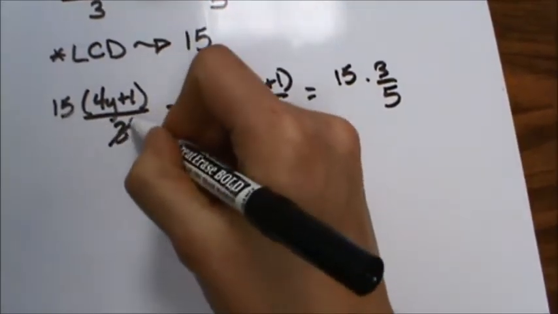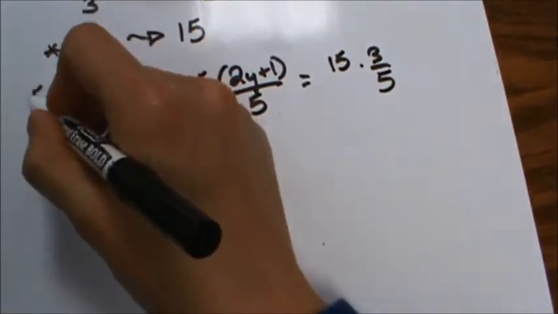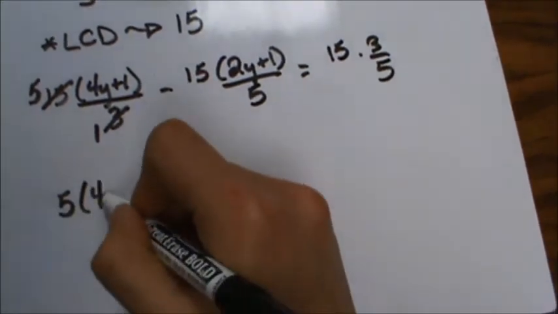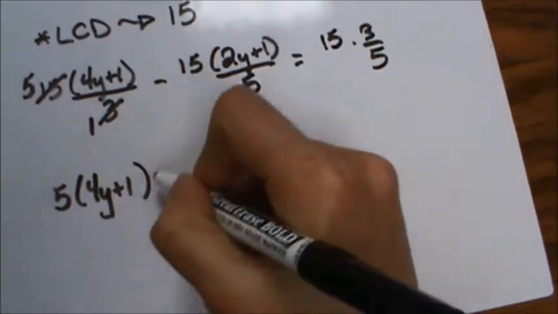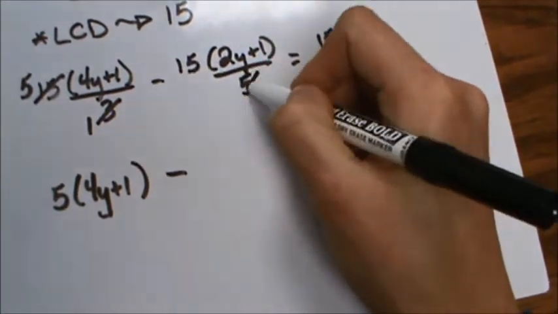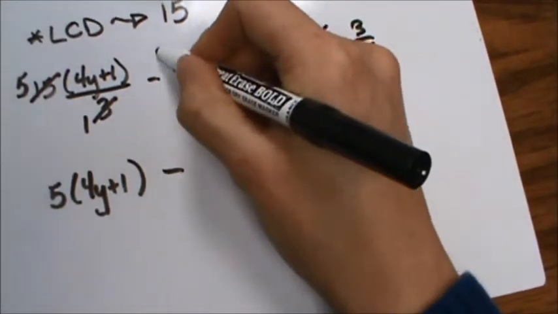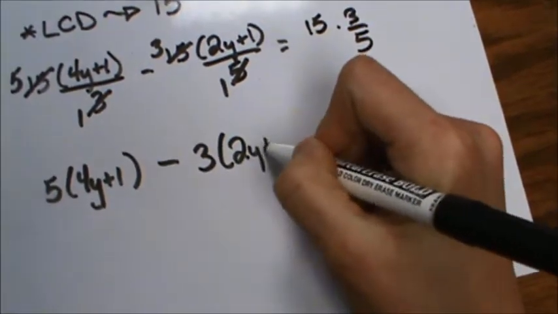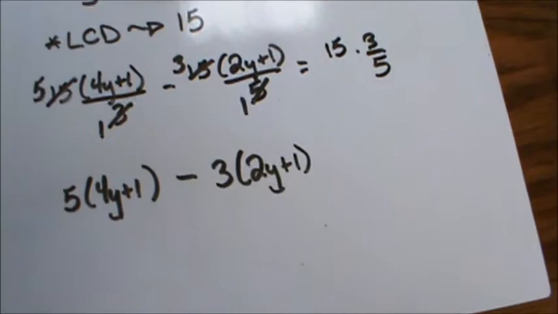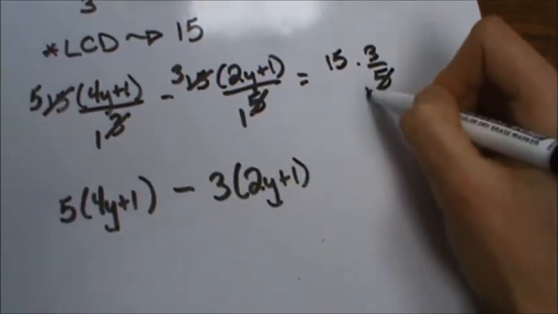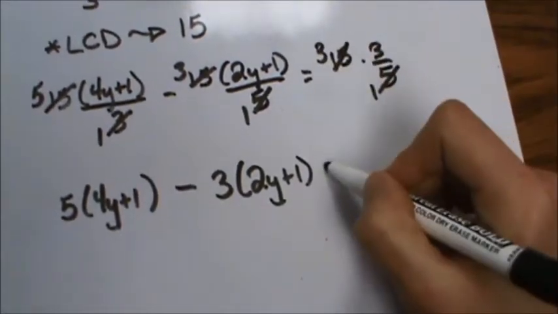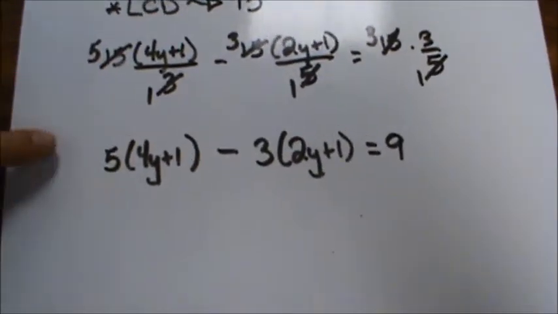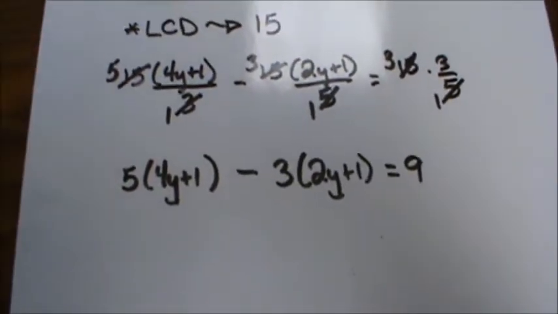15 over 3 are both divisible by 3, so I'm left with 5. This term right here becomes 5 times (4y plus 1). Minus, right here, 15 and 5 are both divisible by 5, so I'm left with 3 times (2y plus 1). Right here, 15 and 5 again are both divisible by 5, so this equals 9. That's 3 times 3. This equation, much more reasonable for us to solve. No more fractions.